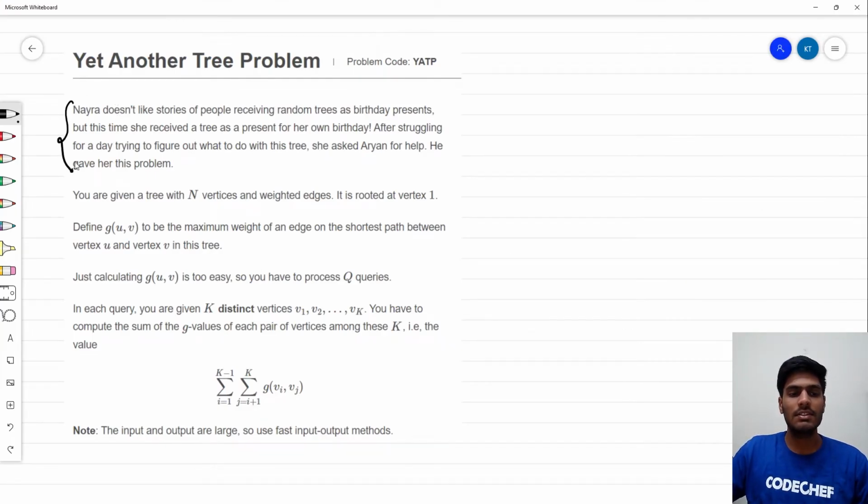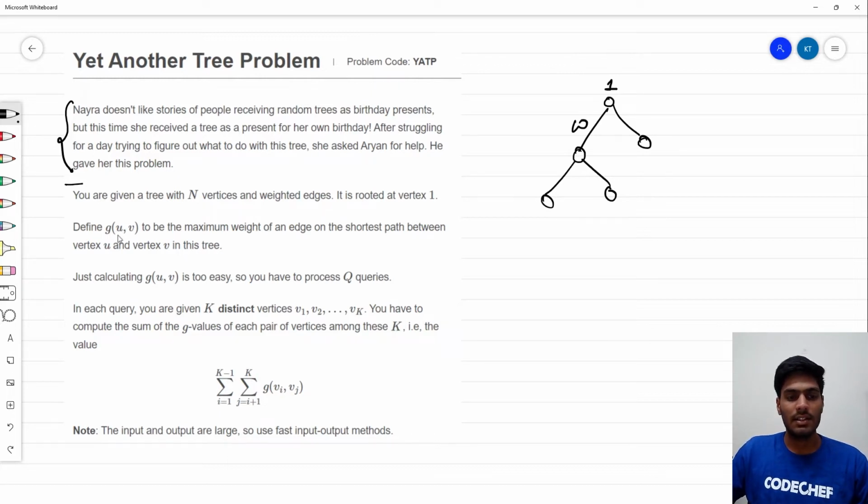So, we are given some story here, and the problem starts here. You are given a tree with n vertices and weighted edges. So we have a tree, something like this, and the edges are weighted. So every edge would have one weight attached to it. It is rooted at vertex 1. So this vertex will be indexed 1.